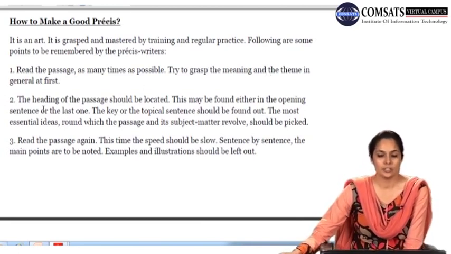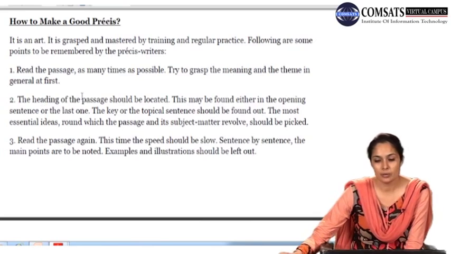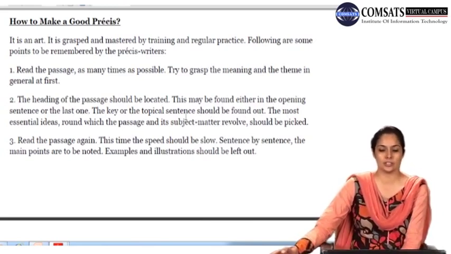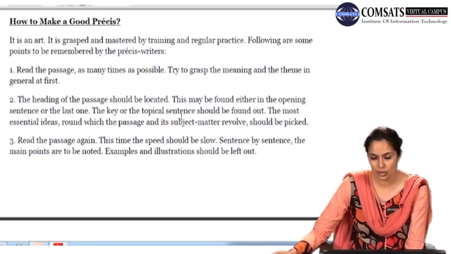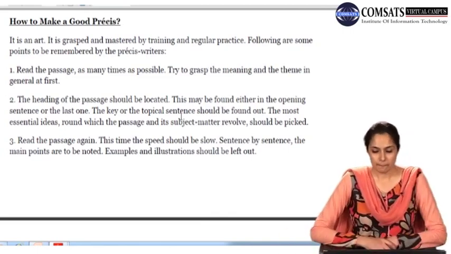Number 2, the heading of the passage should be located. This may be found either in the opening sentence or the last one. The key or the topical sentence should be found out. The most essential ideas around which the passage and its subject matter revolve should be picked.